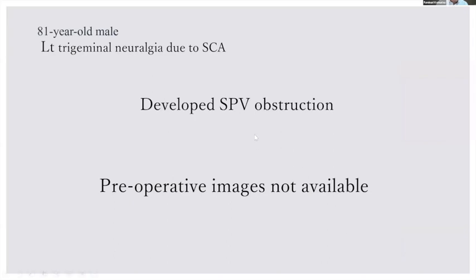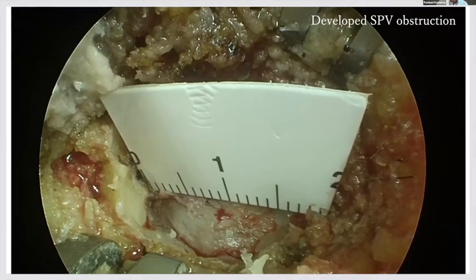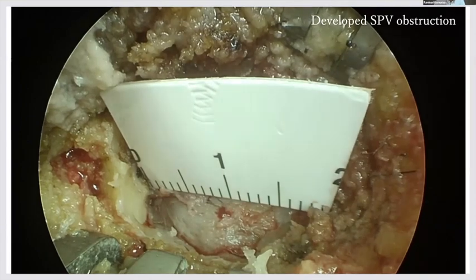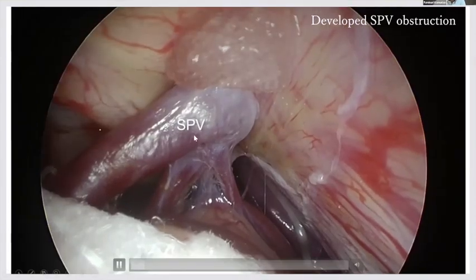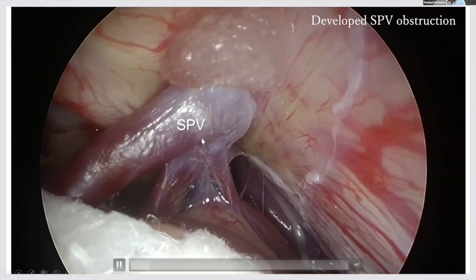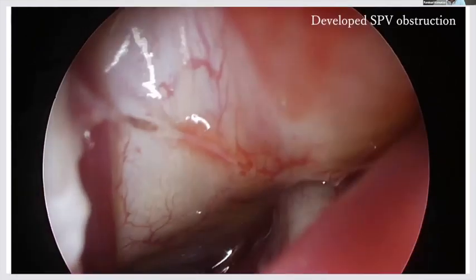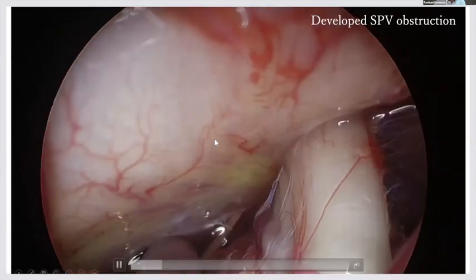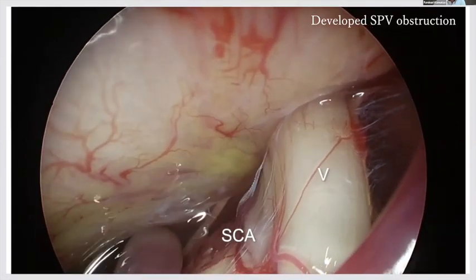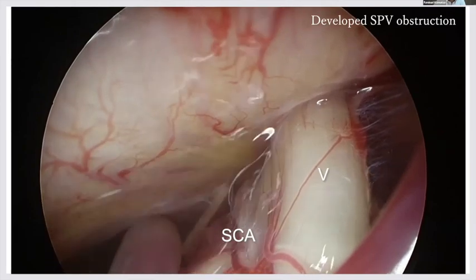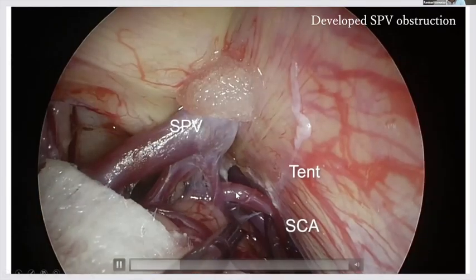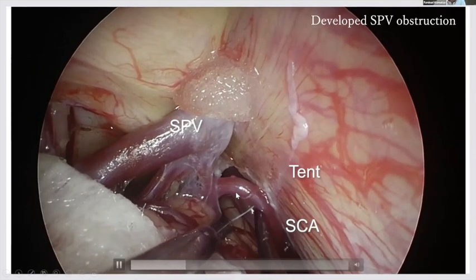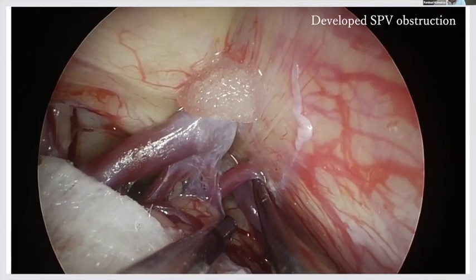Another case developed superior petrosal vein obstruction. I'm sorry that in this case, the preoperative images are not available. The video is shown. The petrosal vein is well developed and we cannot see the trigeminal nerve well, but from the small space between the petrosal dura and the petrosal vein, the neurovascular conflict was identified, thanks to the endoscopic view.